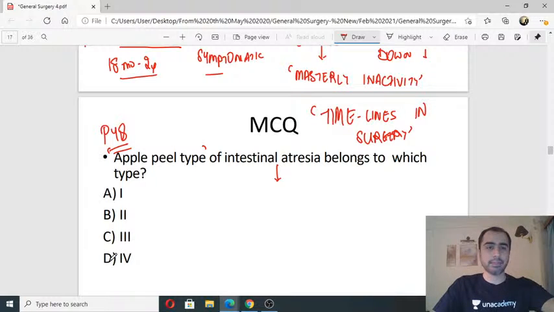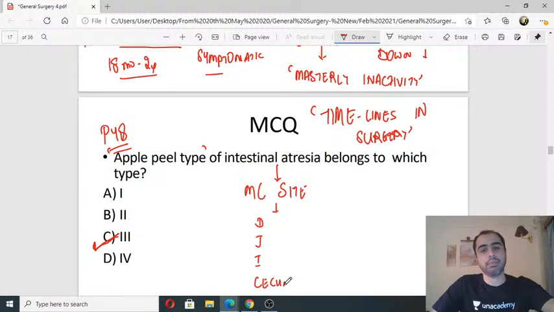Niaz also says C. Very good, that's correct. Apple peel type is type 3. We need to know a little bit. Can anybody tell me the most common site of intestinal atresia? Duodenum, jejunum, ileum, cecum. Most common site of intestinal atresia?